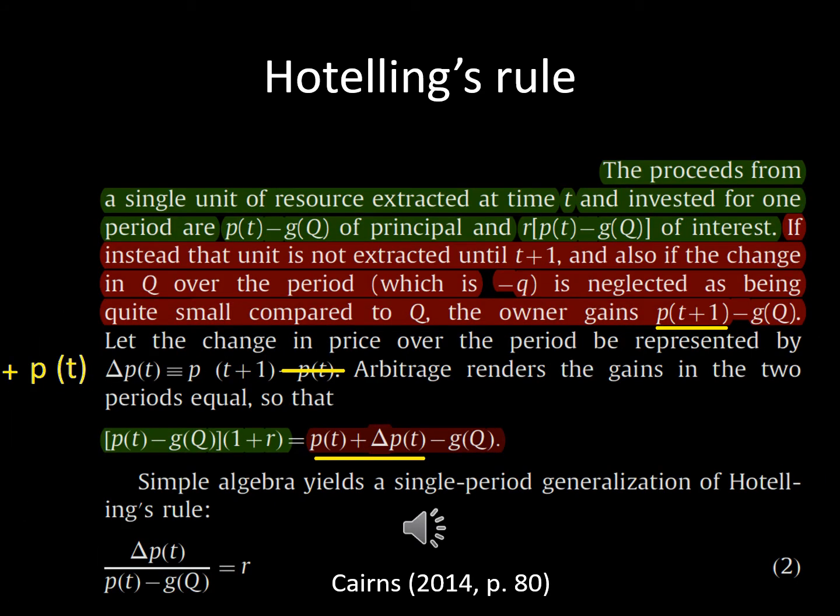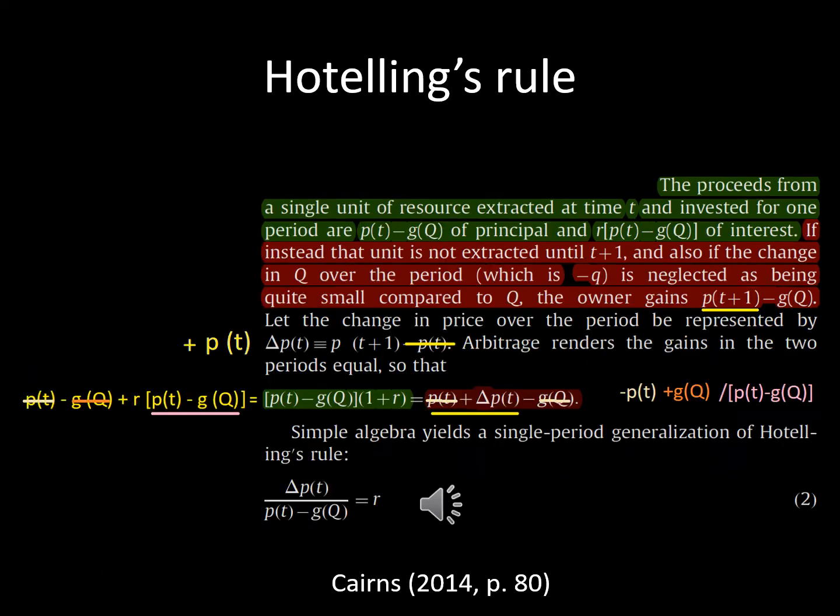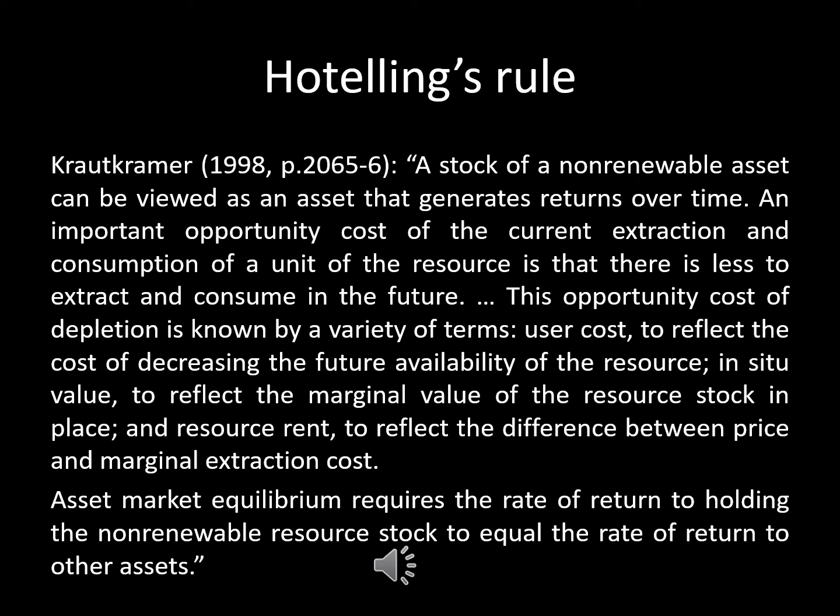Subsequent substitution of delta P plus Pt for Pt plus 1, followed by some rearranging of terms, gives Hotelling's rule that the price of exhaustible resources minus marginal extraction cost increases at a rate equal to the interest rate. A review by Krautkramer provides the intuition.